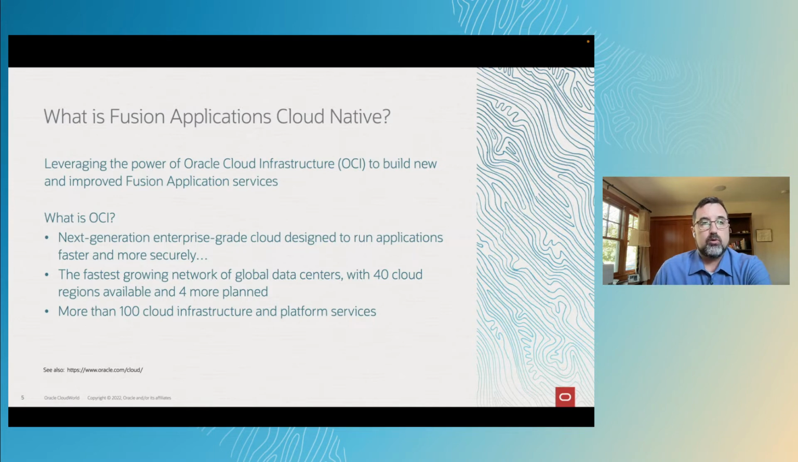There are sessions during CloudWorld talking about OCI, so I'm not going to get into a ton of detail here. But at the highest level, we're leveraging the fact that this is a next gen and enterprise grade cloud. So unlike something like AWS, which is designed for anybody from a kid in a dorm room to some crazy little startup trying to do things, OCI is all around enterprise use. And so we'll talk about some of the capabilities there, but it is one of the fastest growing networks of data centers. We have 40 regions now, 4 more planned, a ton of services to build on top of. And I'll talk about the key ones when it comes to Project Spectra and evolving Fusion applications.